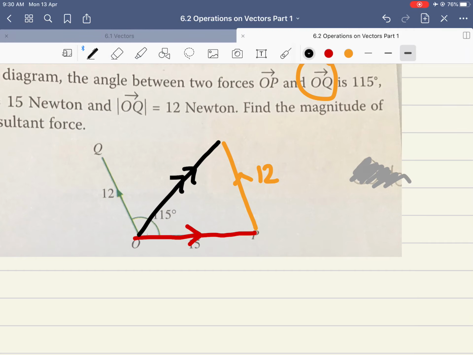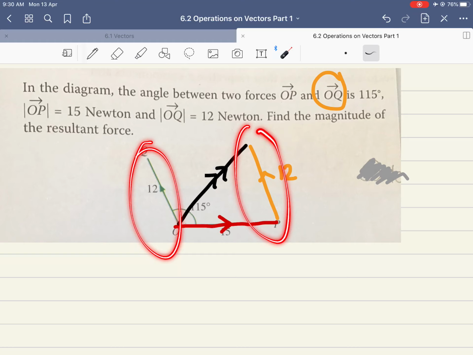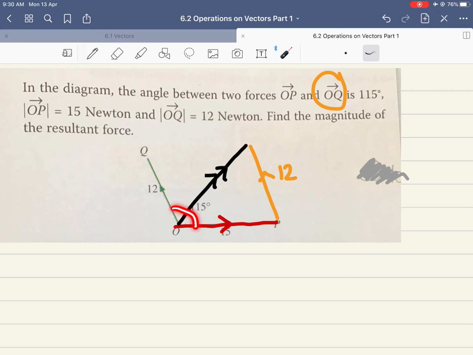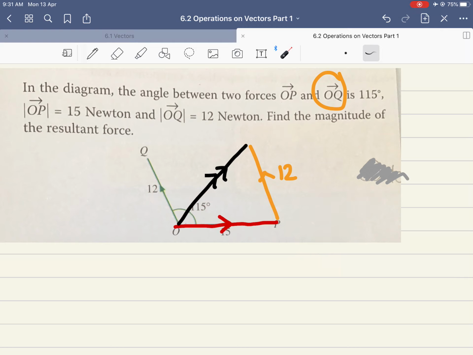Now I need to calculate the magnitude of the resultant force. So basically I need to find the length of the vector there, the one in black. So what do I do? First, what can I say about this OQ and this OQ? They have the same direction, so therefore they are parallel. So if they are parallel, this angle here is 115 degrees. Since these two lines are parallel, I can use the sum of interior angles. So this angle over here will give me 180 minus 115 degrees, which is 65 degrees.